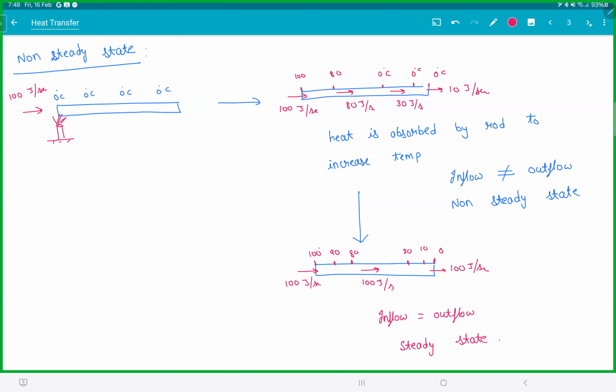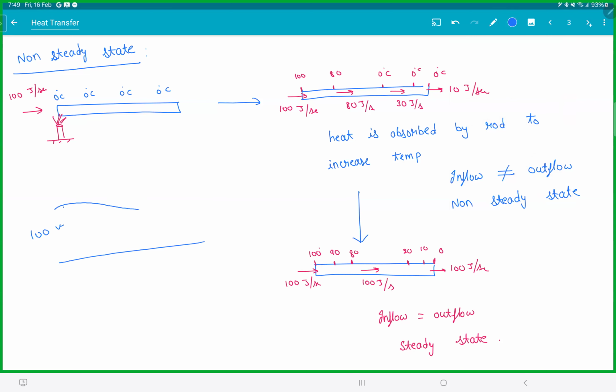Clear? Get the meaning of steady and non-steady state? Think like this. Let's say we have an empty road, right? And you released a gate or something, and let's say 100 vehicles went into the road. Do you think at the same time 100 vehicles will come out? It takes some time, right?